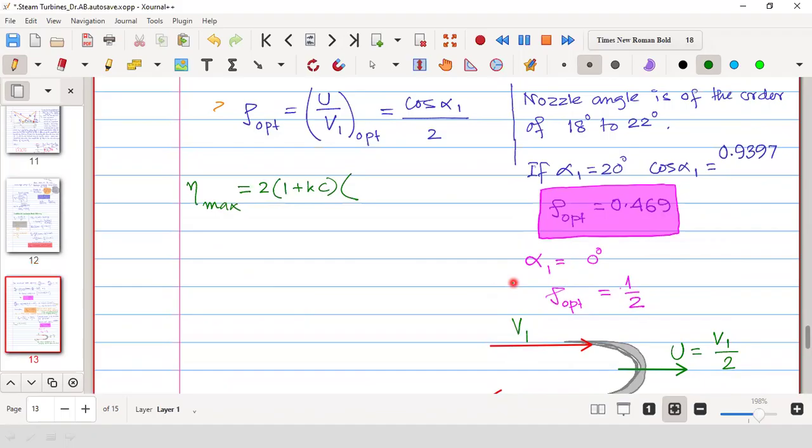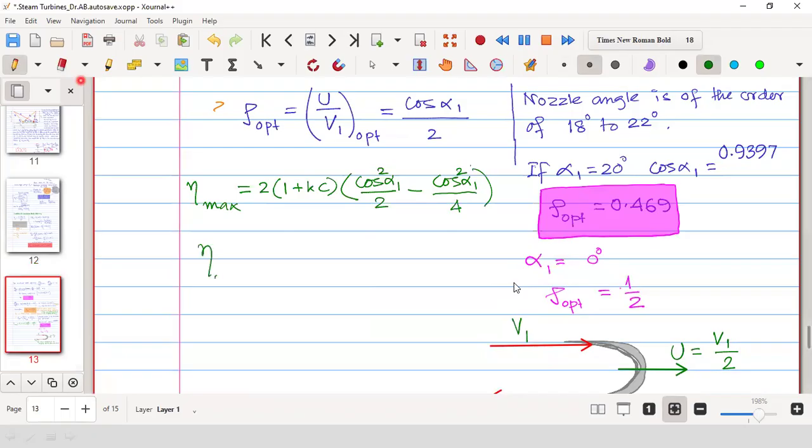So it will be basically cos alpha 1 square by 2 minus rho square. What is that? Rho square means cos square alpha 1, sorry, divided by 4.